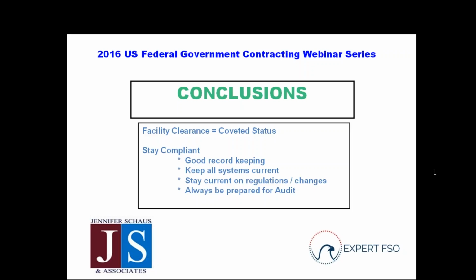And just mentioning ratings for audits. When DSS comes out to give you an audit, there's a rating system. The best you can get is superior, which is number 5. Below that, number 4 is commendable. 3 is satisfactory. 2 is unsatisfactory, and 1 is we're pulling your facility clearance. So you want to stay satisfactory and above.